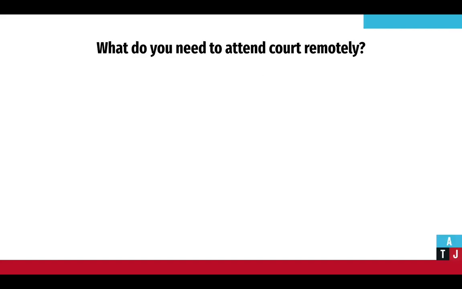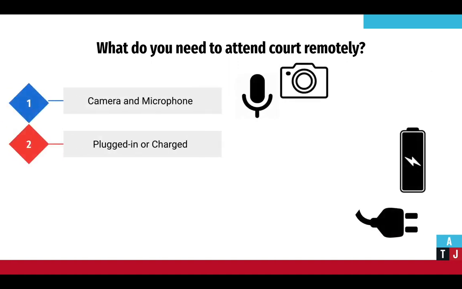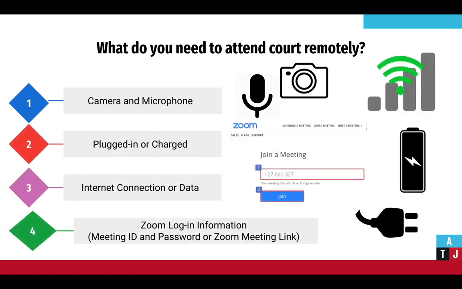To attend court remotely, you will need an iPhone that has a working camera and microphone and that is either plugged in or charged. You will also need stable internet connection or data, and you will need to know the Zoom login information for your courtroom, such as the meeting ID and password or the link to the Zoom meeting. Each courtroom has different Zoom login information.